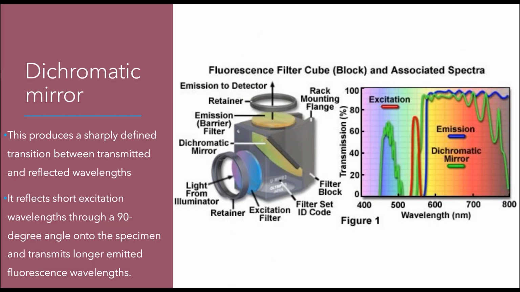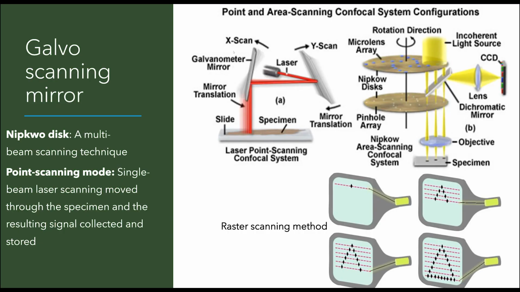Dichroic mirror is like the heart of the microscope. This produces the transition between the transmitted and reflected wavelengths, so it will allow only the transmitted light to pass. As you can see from this, this is for excitation. It will act like a band pass filter, so it will pass only a band of wavelength and it will allow another band of wavelength here for the emission spectrum. So this is the galvano scanning mirror.